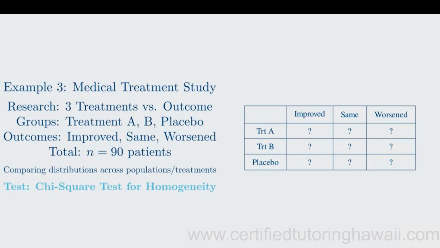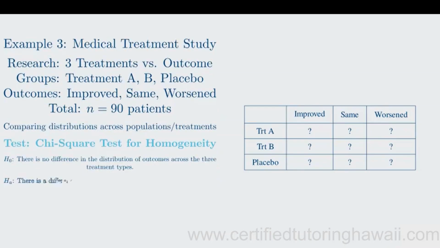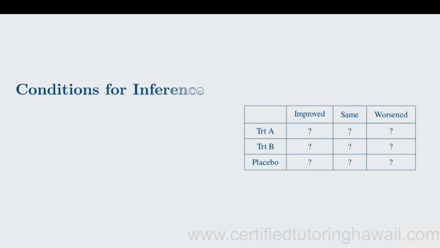Now, let's state our hypotheses carefully. The null hypothesis is, there is no difference in the distribution of outcomes across the 3 treatment types. The alternative hypothesis is, there is a difference in the distribution of outcomes across the 3 treatment types. Now for the conditions. Pay close attention to how we phrase the justification. 1. Randomization condition: met. The problem states that patients were randomly assigned to the 3 treatment groups.